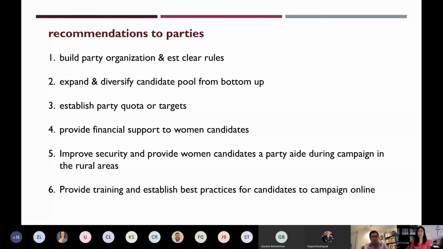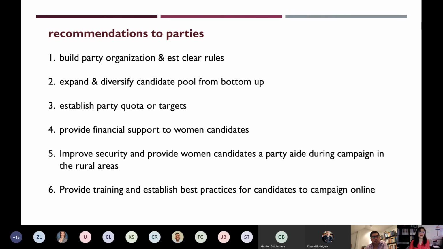Finally, based on all our findings, we have come up with six to seven recommendations to parties, and we have made them into very easy to understand layman's terms in the booklet that I showed you earlier. Basically, our recommendation is that parties need to build their party organizations and establish clear rules on who gets access to power, who gets nominated, and how you get nominated, and these rules have to be clearly written.